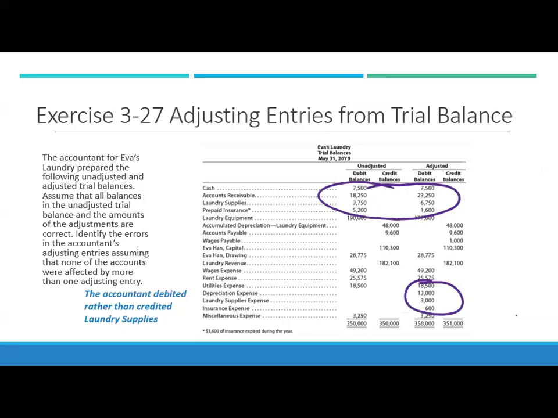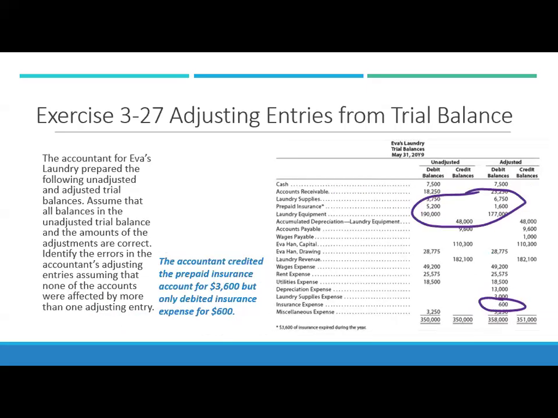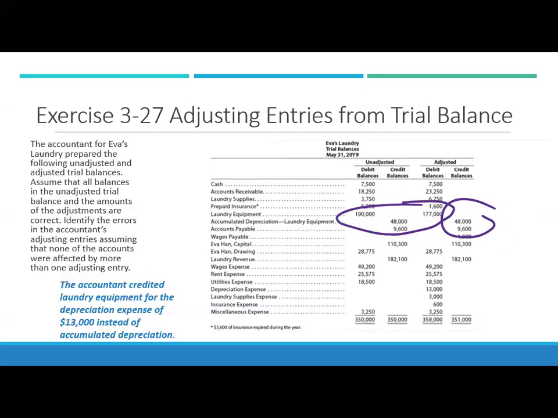The accountant debited rather than credited laundry supplies. So we see laundry supplies expense went from 0 to 3,000, but the laundry supplies went up when it really should have gone down. The accountant credited prepaid insurance for 3,600, but only debited insurance expense for 600. So that's another mistake here, right? We can see the activity where we know the insurance expense change and the prepaid insurance change.